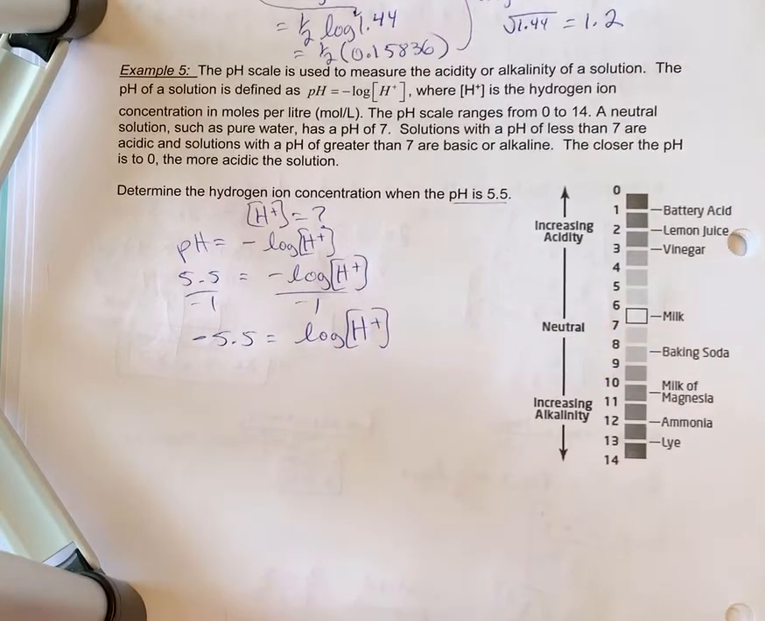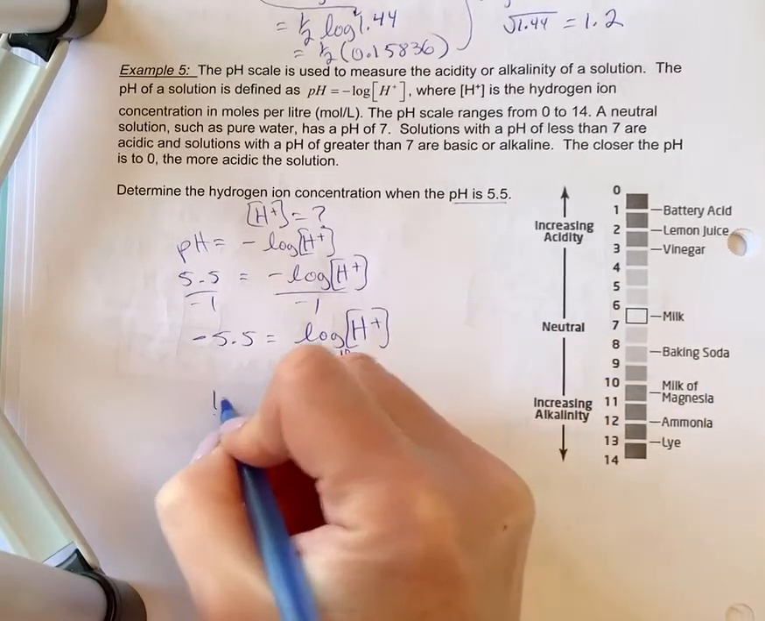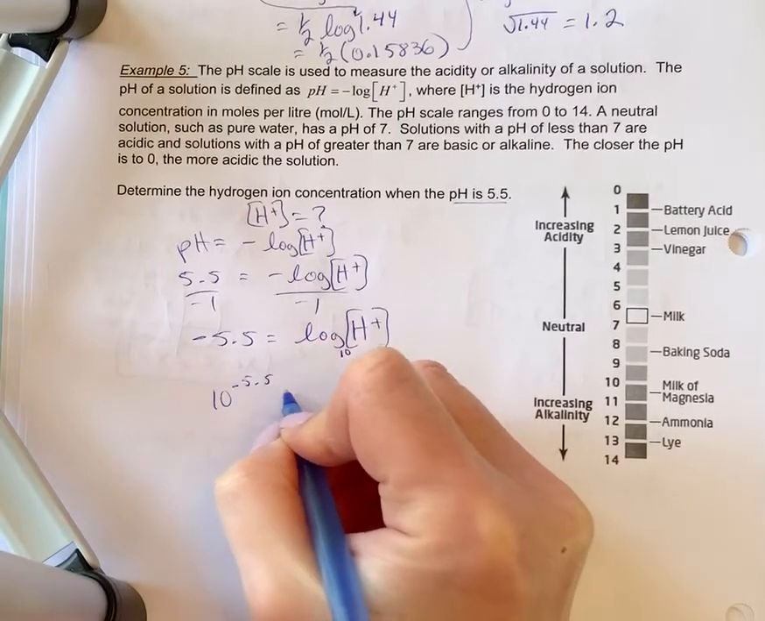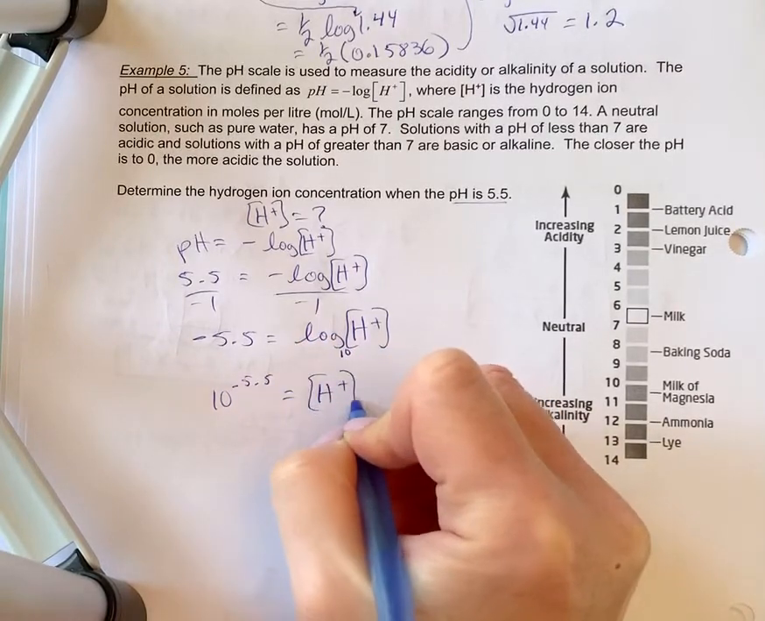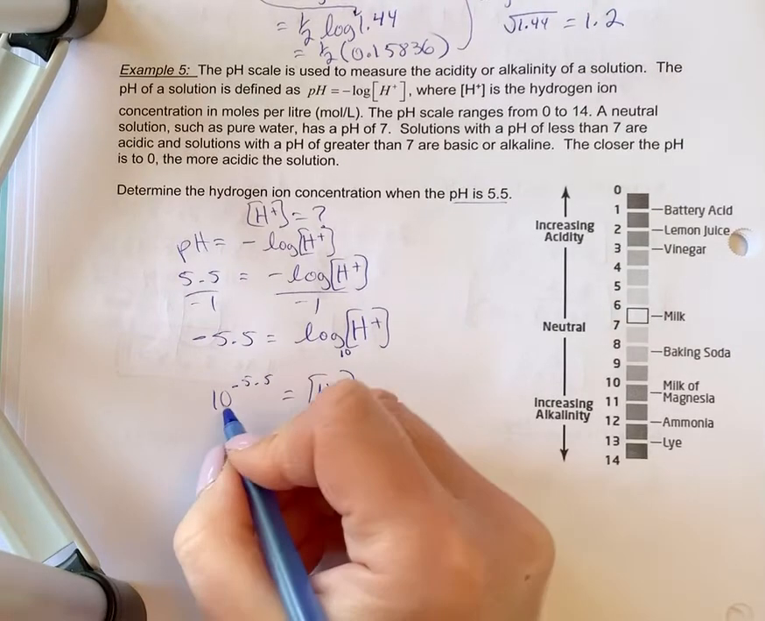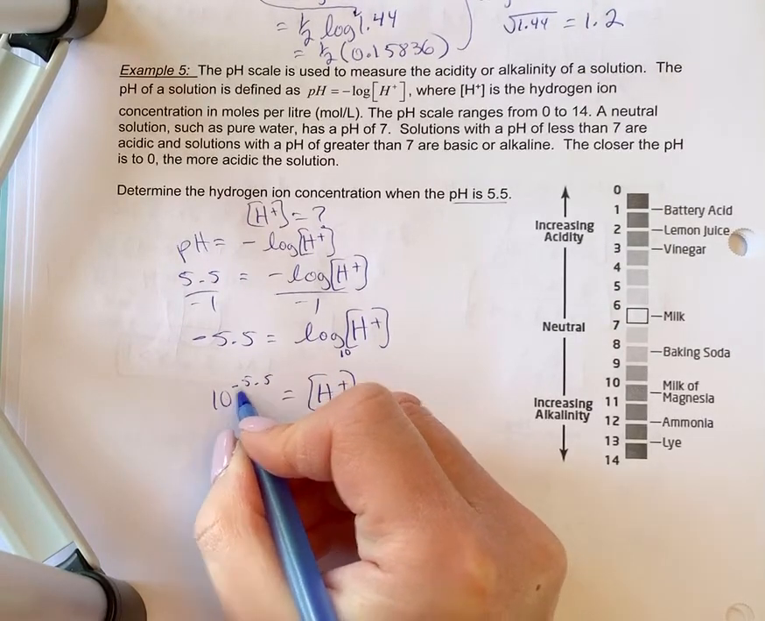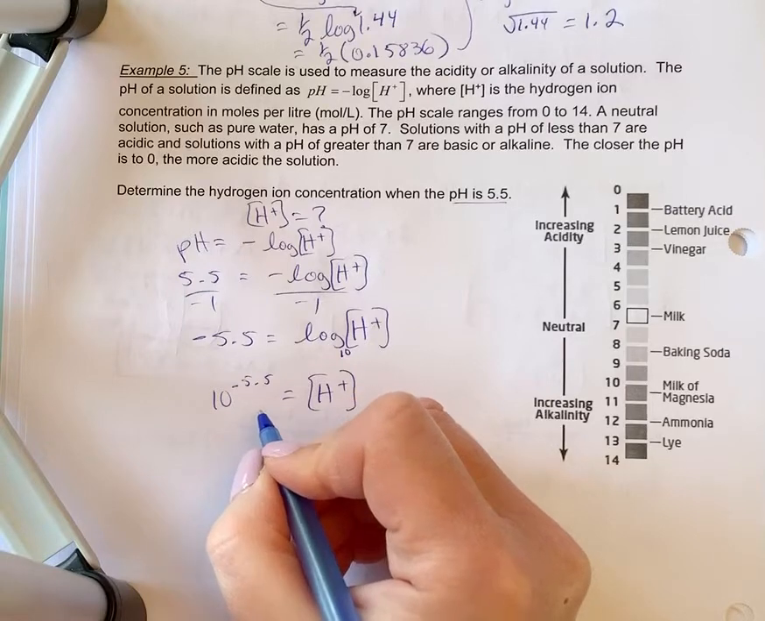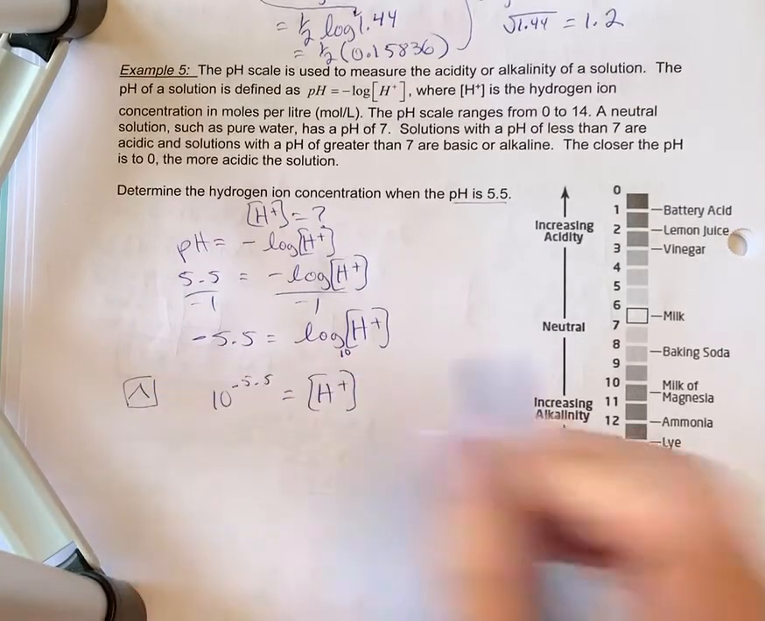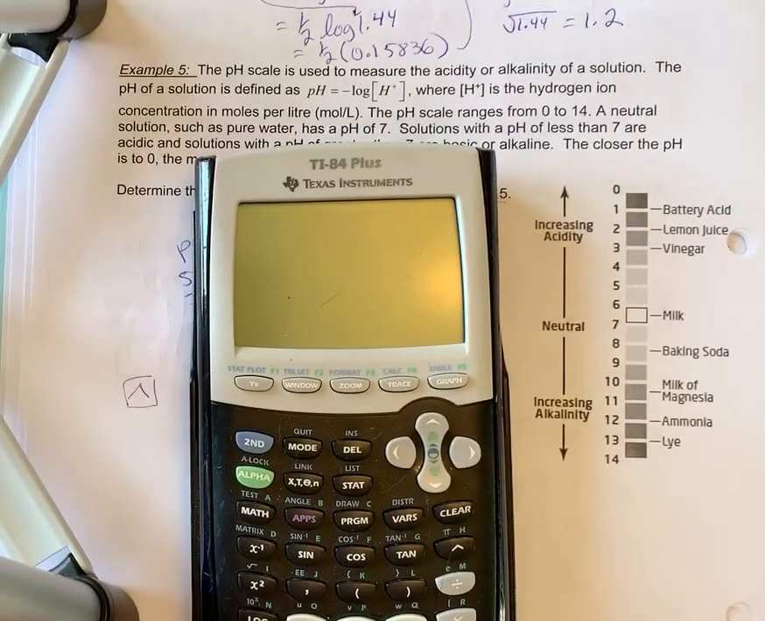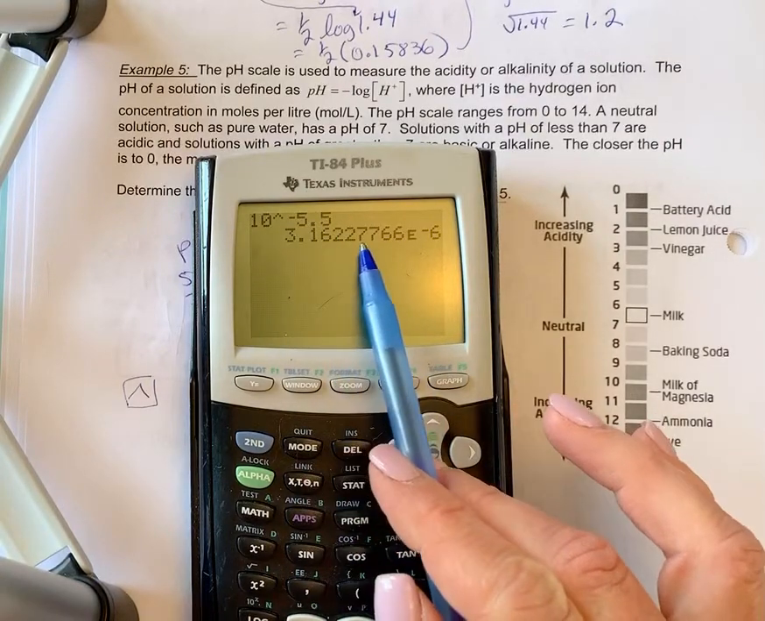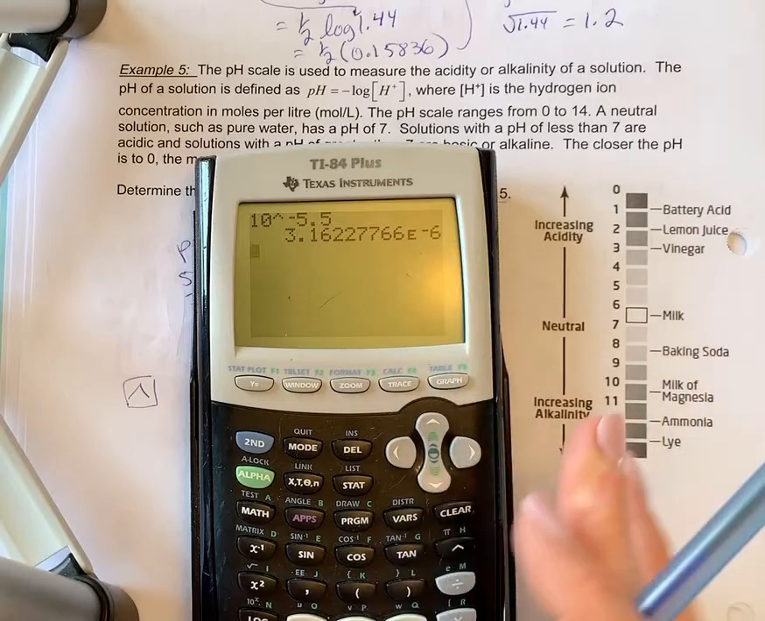And now you're going to put this in exponential form. So this is log base 10, so 10 to the -5.5 is equal to the H plus concentration. Then in your calculator, you're going to use that exponent button and go 10 to the -5.5. That's this button right here, because I'm going to show you some calculator stuff. You don't need a graphing calculator, but it just happens to be all I have here. So you're going to go 10 and then use the exponent button, -5.5, and I'm going to get 3.1622.